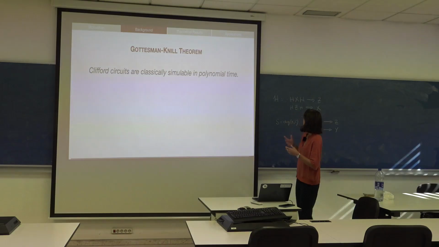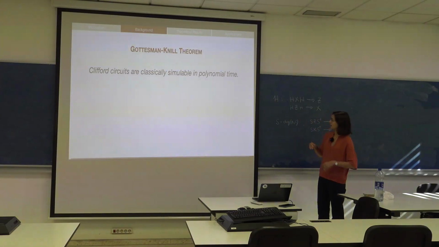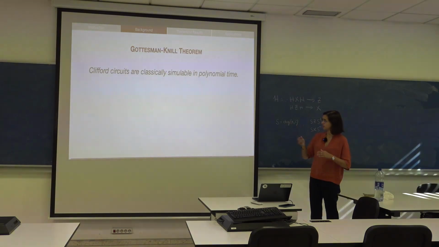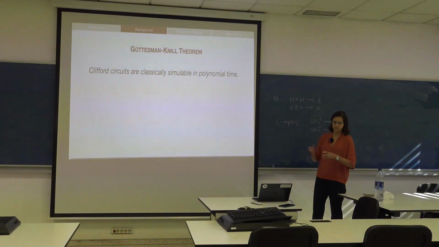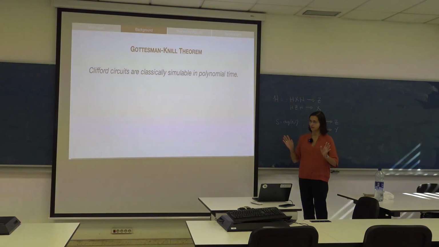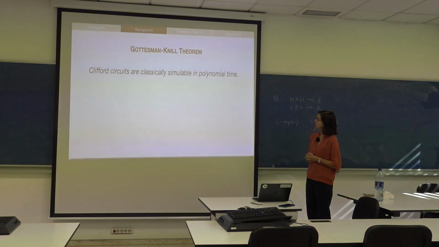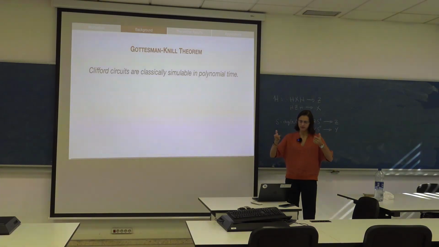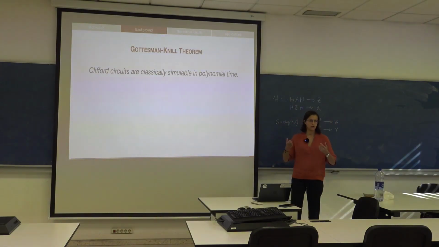And so it's very interesting that if you have only this set of operations available to you, you can show that these circuits can be efficiently simulated classically. And this is interesting because Clifford circuits can be very entangling. So it means that entanglement, we know it's necessary for quantum advantage, but clearly is not sufficient, because these circuits can be very entangling. Like they can generate Bell pairs and things like that.